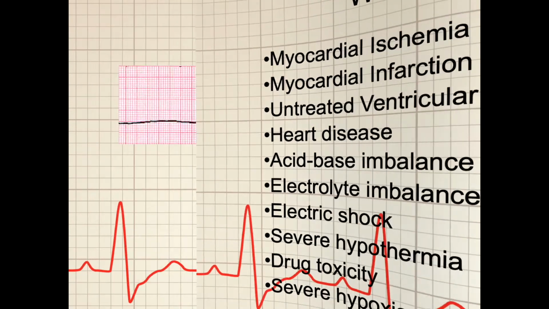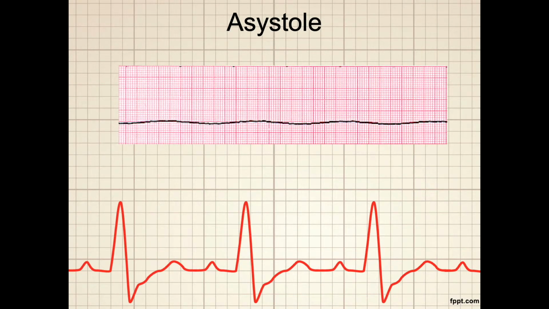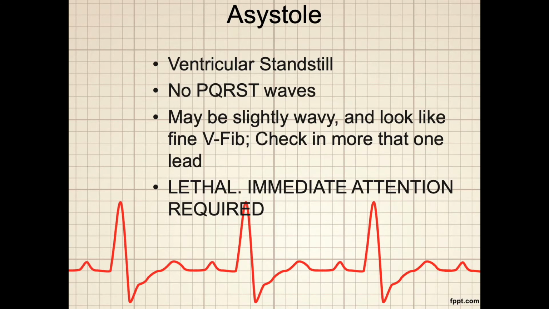Another pulseless rhythm of concern is asystole, or ventricular standstill. In ventricular standstill, there is no ventricular mechanical activity. Therefore, there are no P, Q, R, S, and T waves. However, the rhythm may be slightly wavy and look like fine V-Fib. Check that in more than one lead. And as you might imagine, this is a lethal arrhythmia, and it must be treated according to your patient's hemodynamic status. Treat it as a pulseless dysrhythmia.